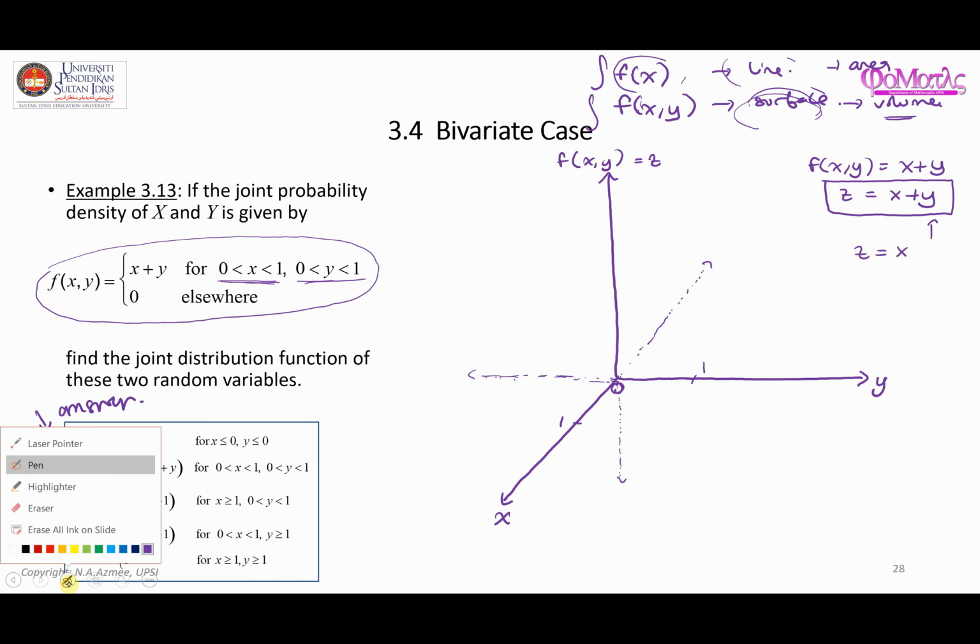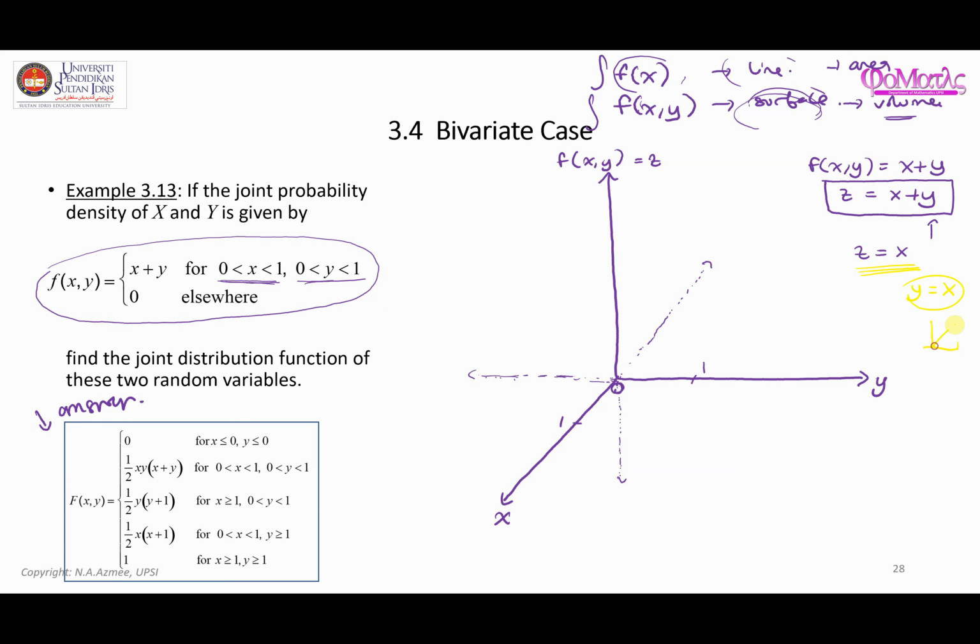So what does it mean when z is equal to x? This is similar to the graph you have seen in school, when you have the function y equal to x. It is really just a straight line, where each value of y is equal to each value of x. That means if x is 0, y is 0, must be the same. If x is 0.5, y must also be 0.5. If x is 1, y is 1.